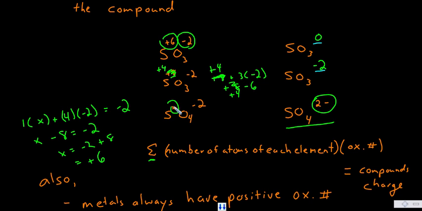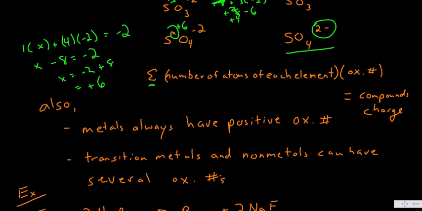Okay, so here you can determine that sulfur has an oxidation number of plus 6. A couple other things. Metals always have positive oxidation numbers. So sodium can't be minus 1. It's either 0 or plus 1. Transition metals, so group D, D block elements, and also nonmetals. Most nonmetals can have several oxidation numbers.